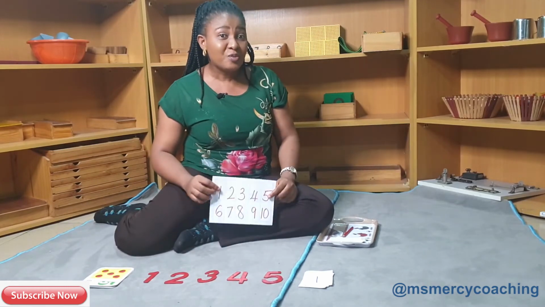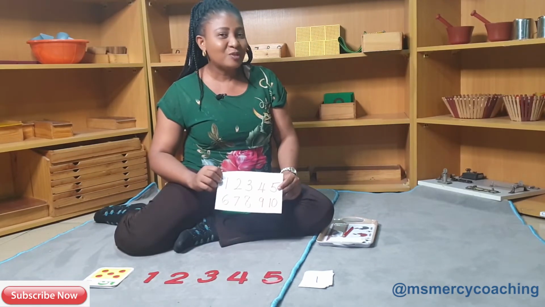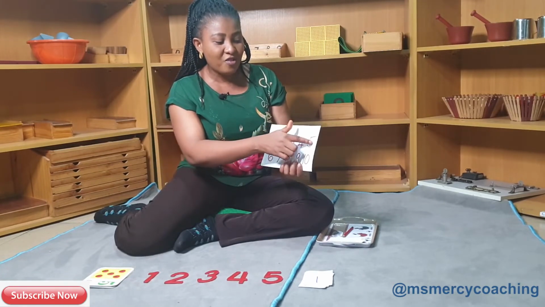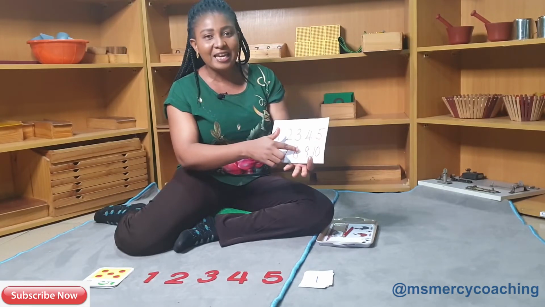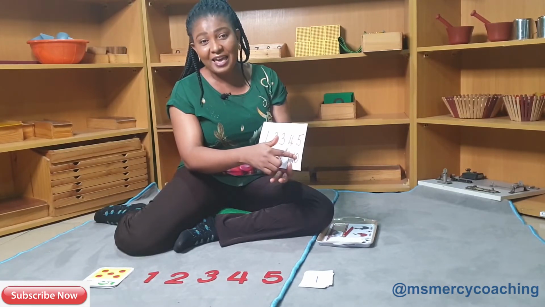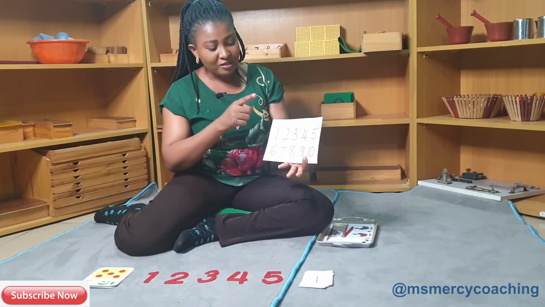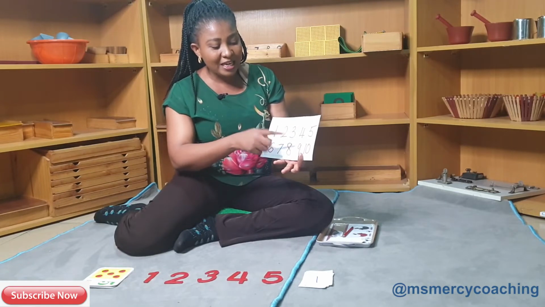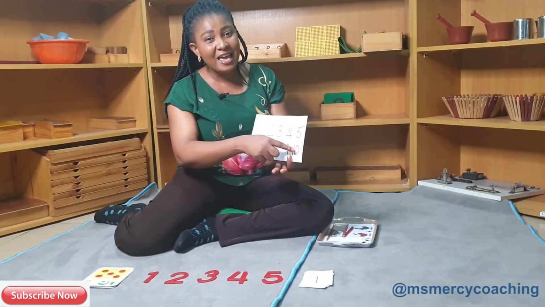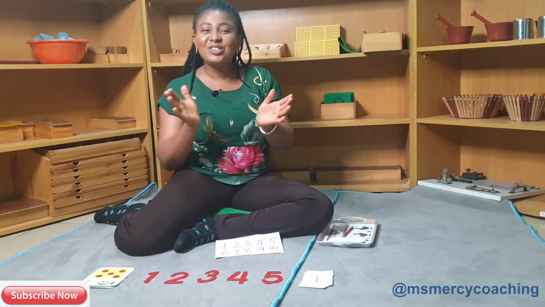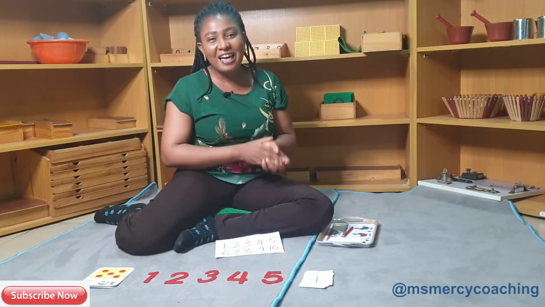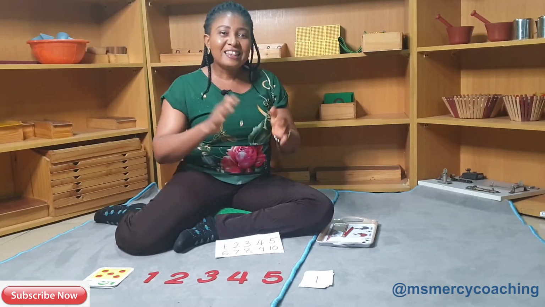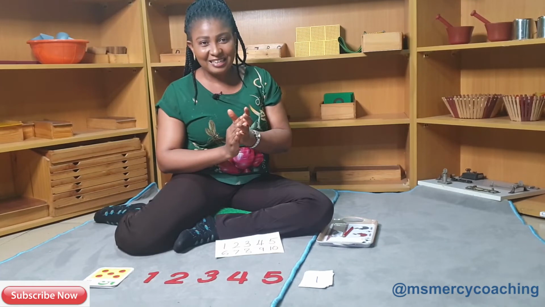We can also count with rhymes. Let's count with rhymes. 1, 2, 3, 4, 5, 6, 7, 8, 9, 10. The 1 to 10 song.